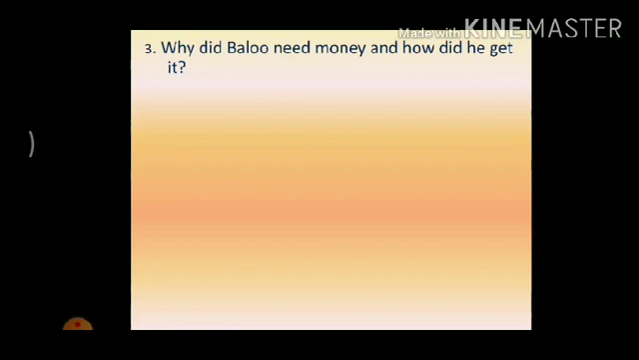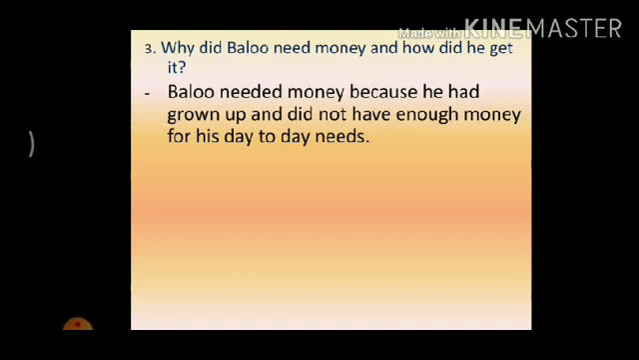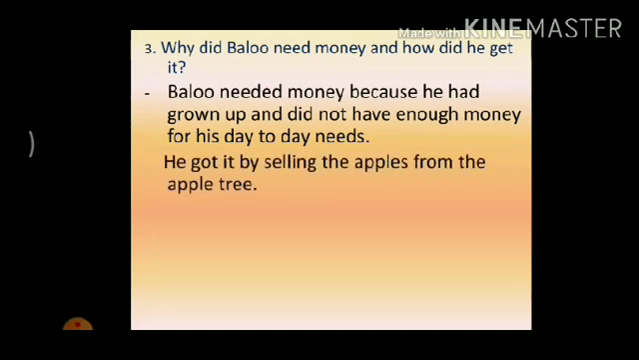Why did Baloo need money and how did he get it? So in your chapter, it is written that Baloo was unhappy and he wanted money. It is also written that Baloo was a grown man. That means he had grown up and he did not have money for his day-to-day needs. For that reason, he needed money. So our answer will be Baloo needed money because he had grown up and did not have enough money for his day-to-day needs. And how did he get it? He got it by selling the apples from the apple tree. So that is how he got the money that he needed.